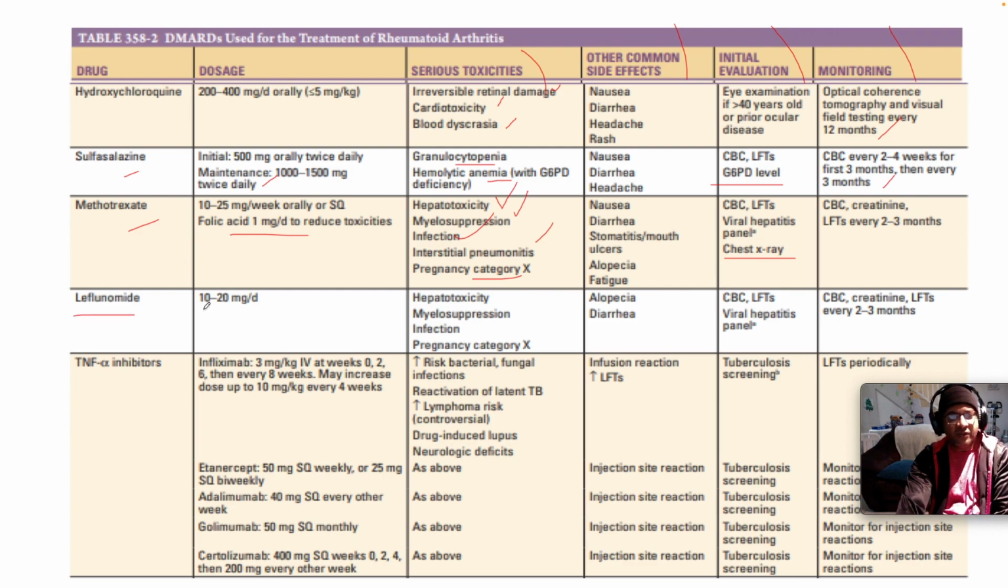Leflunomide is the other drug we can use at a dose of 10 to 20 milligrams per day, but it causes hepatotoxicity, myelosuppression, infection, and it's category X in pregnancy. We don't really know how it behaves. It's good for the patient not to be pregnant and advise them not to fall pregnant while on the drug because of teratogenic risk. Other common side effects: alopecia and diarrhea. So up front, straight off the bat, full blood count, liver function, viral hepatitis, and then you're going to monitor every 2 to 3 months with a full blood count, creatinine, and liver function, right?